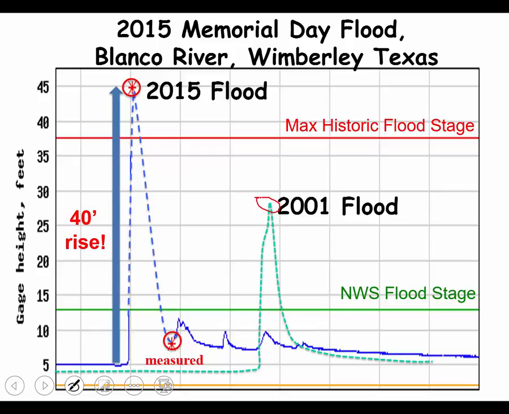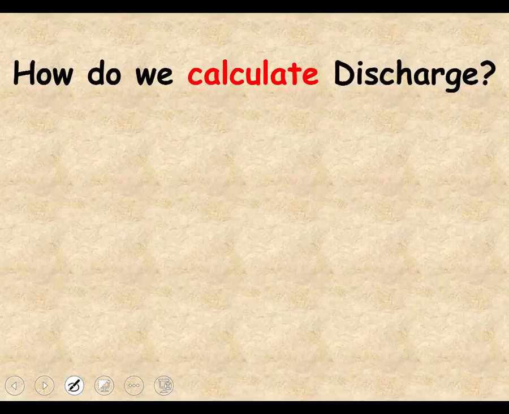So it's one of those things where we have to think, what could we do differently to try to deal with this type of problem? Okay, and one of the problems is we can't necessarily assume the maximum historical flood is going to be the maximum flood that we need to deal with. Okay, so how do we go about dealing with discharge?